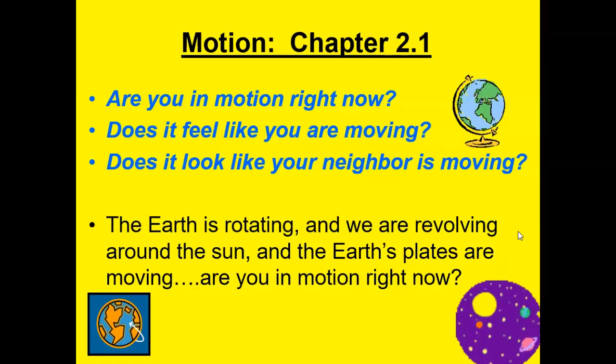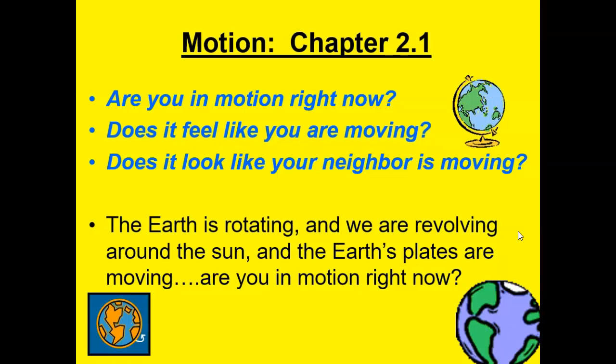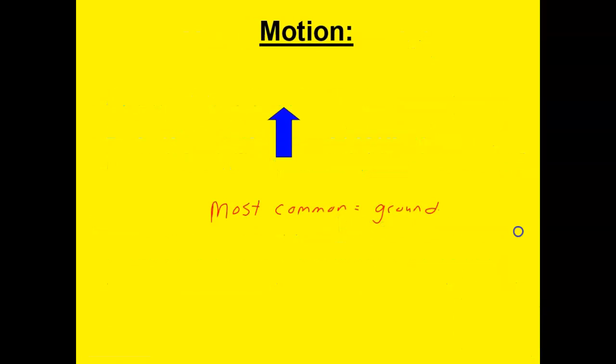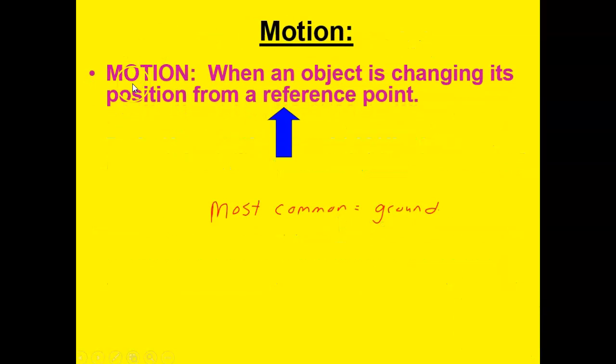However, that's a pretty complicated way of looking at stuff. So we're going to simplify it. Okay? So here's our definition of motion. Motion is when an object, and you could be the object, is changing its position from a reference point.